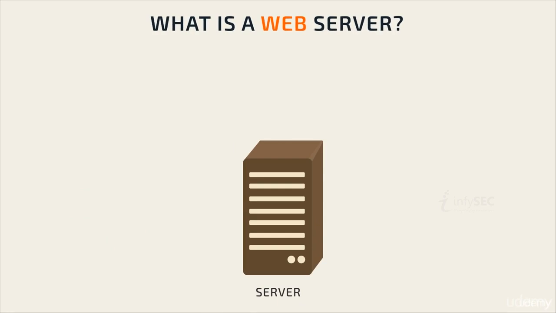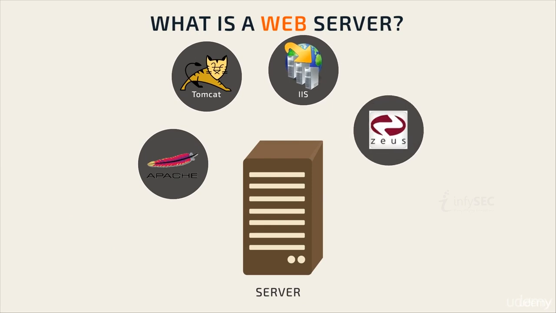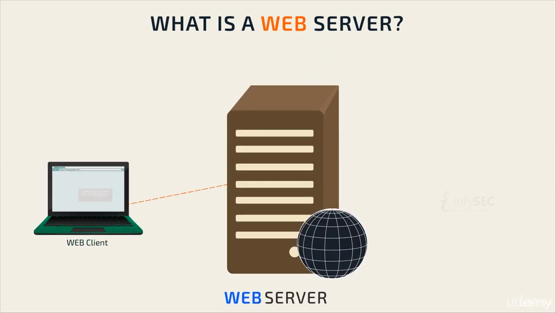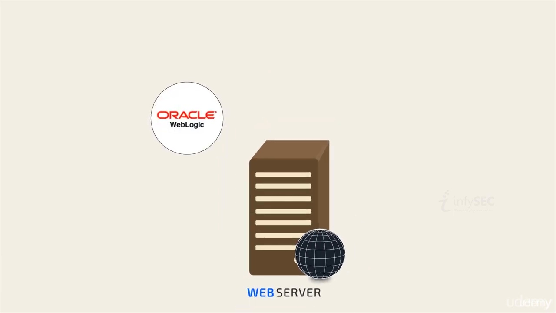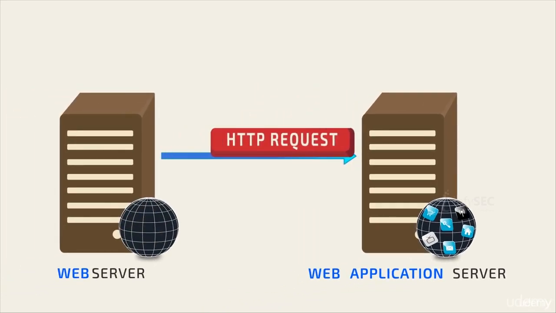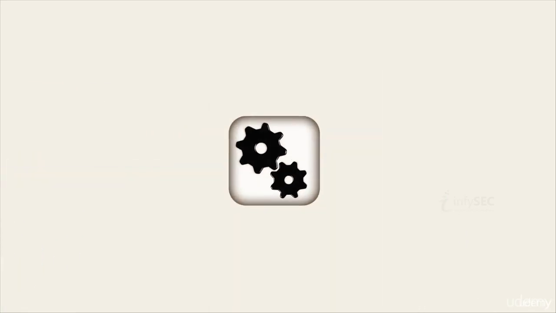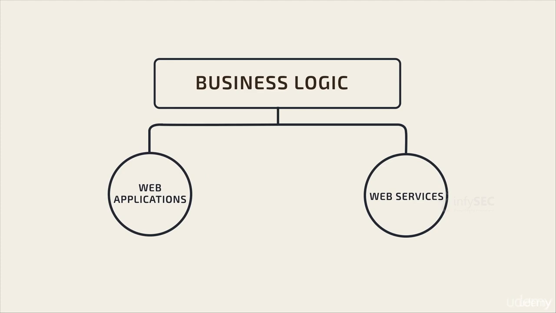When a server service such as Apache, Tomcat, IIS, or Zeus is installed on a computer, it becomes a web server capable of handling requests for static pages. Installing services such as Oracle WebLogic or Glassfish over a web server will transform it into a web application server. This is capable of handling requests to process them based on the business logic and to respond accordingly. The business logic may be implemented using a web application or a web service.